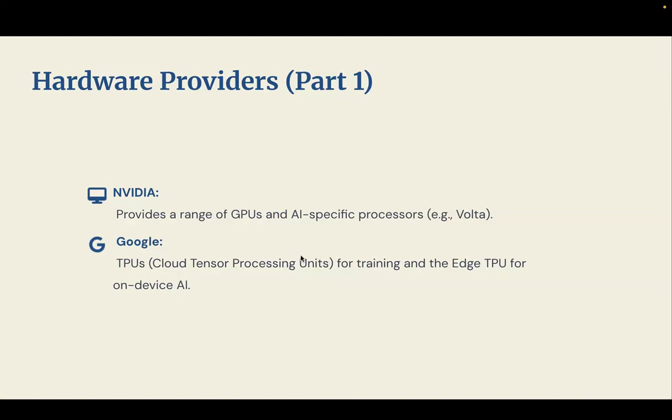Remember this. And then Google is also another company that provides TPUs, which are cloud tensor processing units. These are actually used to train the models. Okay, and remember these terms like edge TPU or on-device AI. So when you see edge tensor processing units or cloud tensor processing units or on-device AI hardware providers, Google is the one that needs to come to your mind.